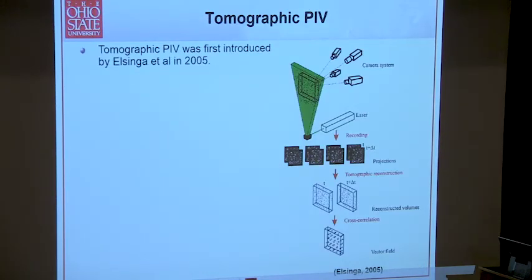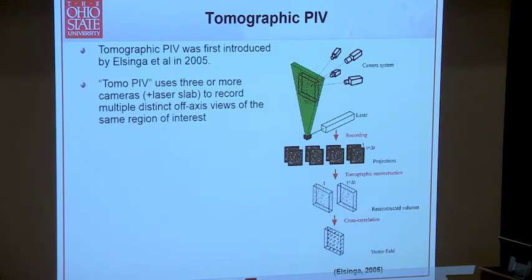And then finally, tomographic PIV was first introduced in 2005 by Elsinga. This is Fabio Scarano's group. And what you do is you expand the laser into a slab, a thick laser sheet, so that you're actually looking at a volume in space. Okay?